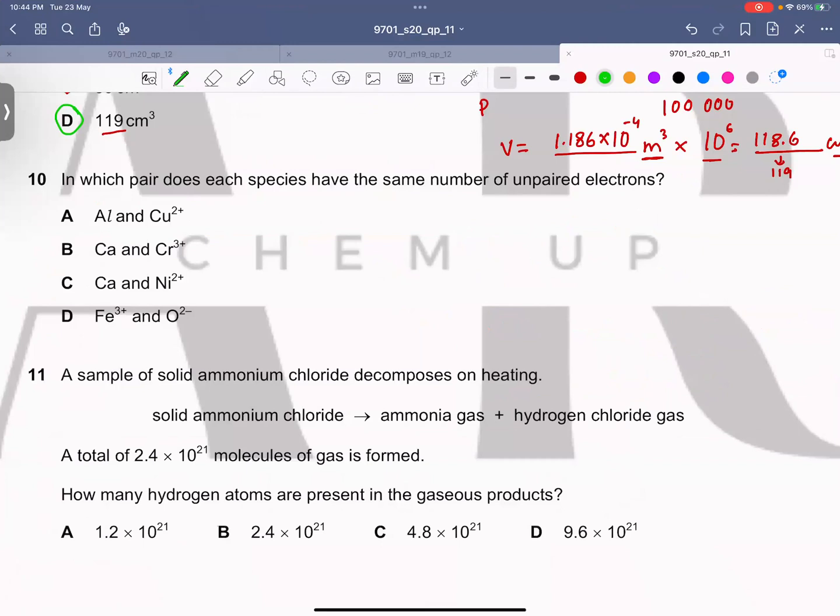Now question number, in which pair does each species have the same number of unpaired electrons? You have to identify which have the same number of unpaired electrons. Okay, let's talk about aluminium. The atomic number of aluminium is 27. So if you write its electronic configuration, it is 1s2, 2s2, 3s2, and 3p1. Okay. Then you have a copper 2 positive ion, and the atomic number of copper is 29.